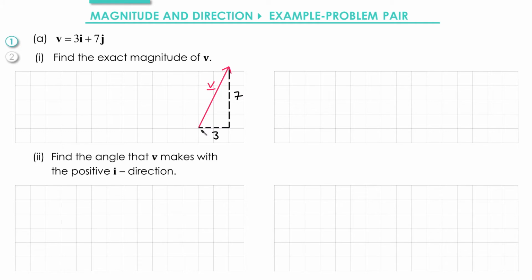To find the magnitude, we have a right-angled triangle. We can just use Pythagoras. So the magnitude of v is equal to the square root of 3 squared plus 7 squared. 3 squared is 9, 7 squared is 49, so we get the square root of 58.